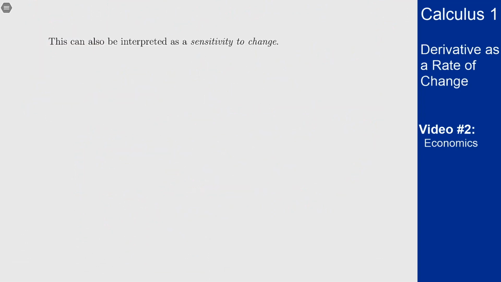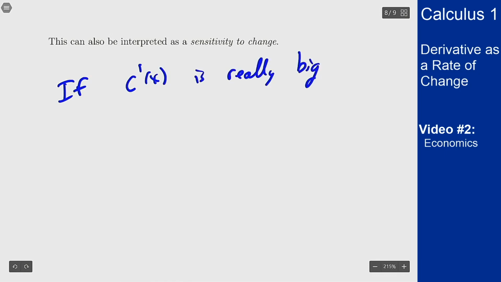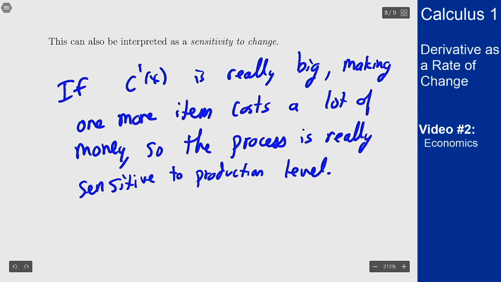You can also think of this as a sort of sensitivity to change idea. The idea being, if c prime of x is really big, then making one more item costs a lot of money. So where you're at in your process is really sensitive to how many things you make. On the other point of view, if c prime of x is positive but really small, it means it doesn't really matter too much how much you make. It's not going to affect your overall cost that much.